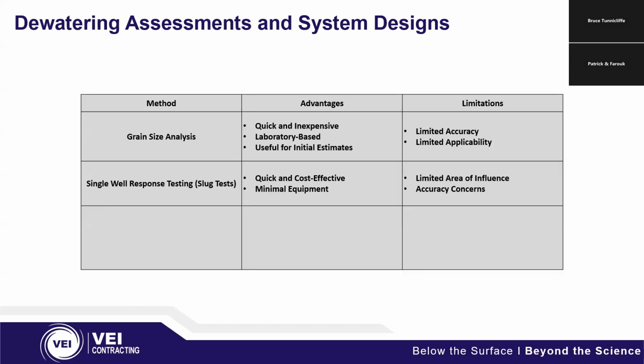The next common one is the single well response test. It's commonly referred to as slug testing. This is relatively quick and cost effective. You send out one tech with some data loggers, minimal equipment. You're just running this test on multiple wells. The limitation here is the area of influence, or the area that you're assessing, is pretty limited. You're kind of limited to that single well. You're checking the response of that single well.